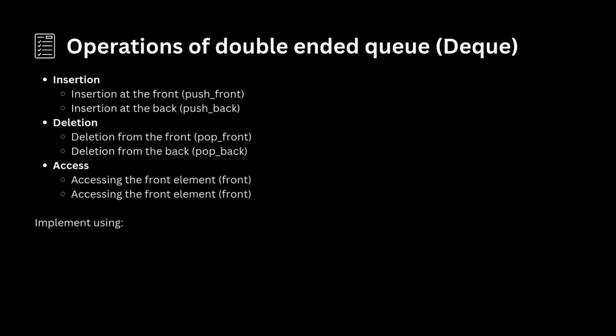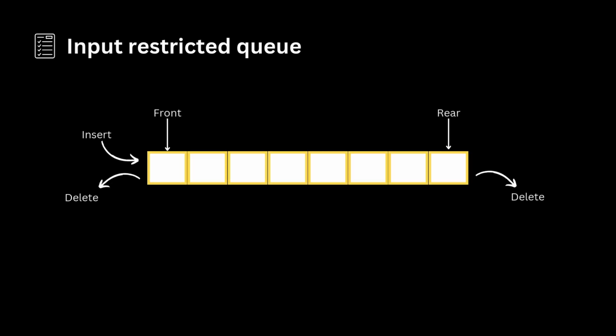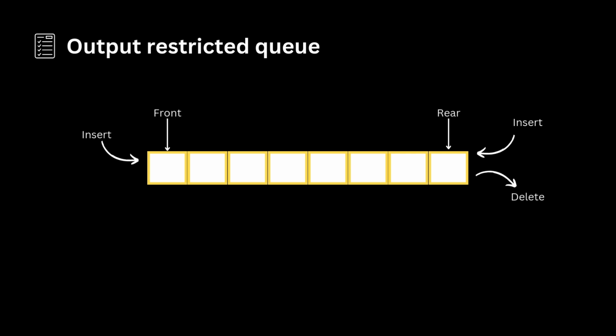Deques can be implemented using various data structures such as arrays, linked lists, or dynamic arrays. Types of Deque. There are two types of Deque: input restricted queue and output restricted queue. In an input restricted queue, insertion can be performed at only one end, while deletion can be performed from both ends. In an output restricted queue, deletion can be performed at only one end, while insertion can be performed from both ends.